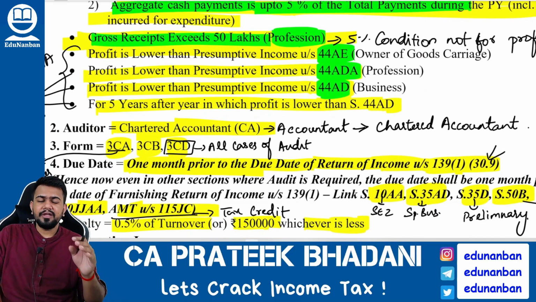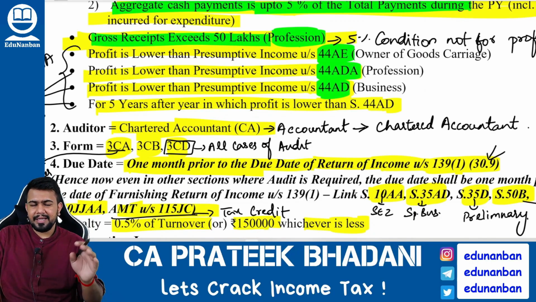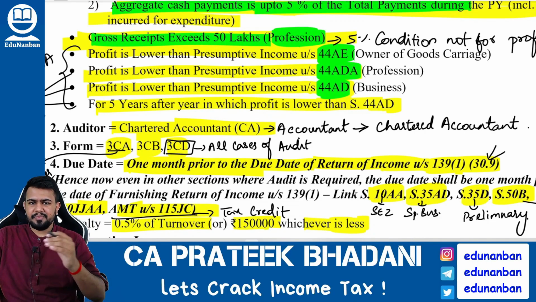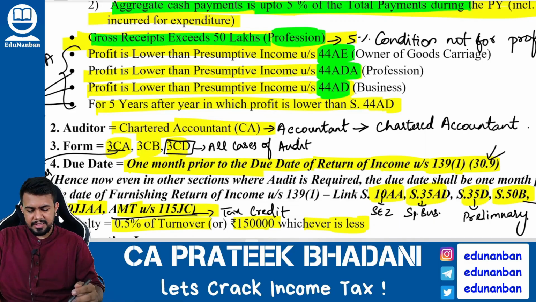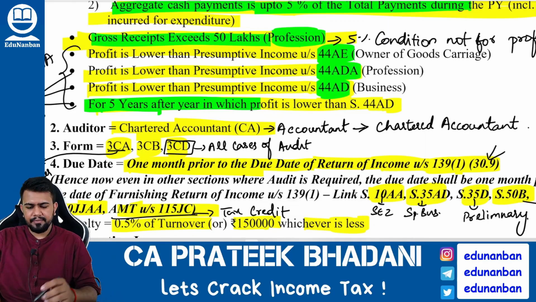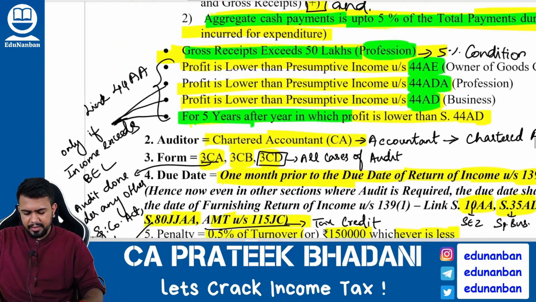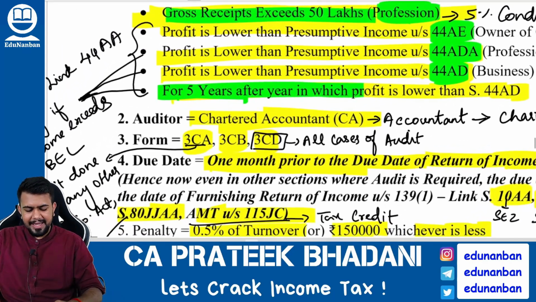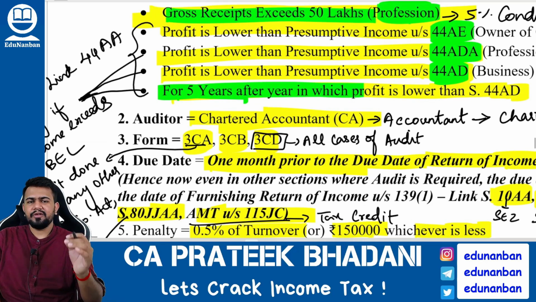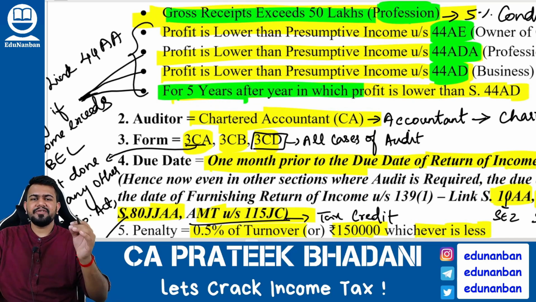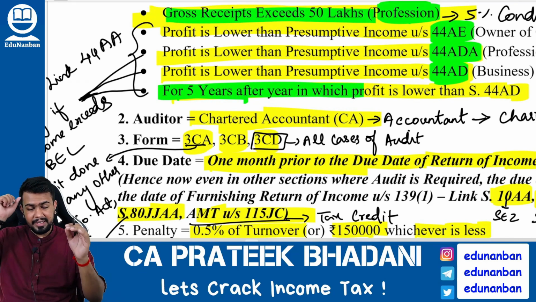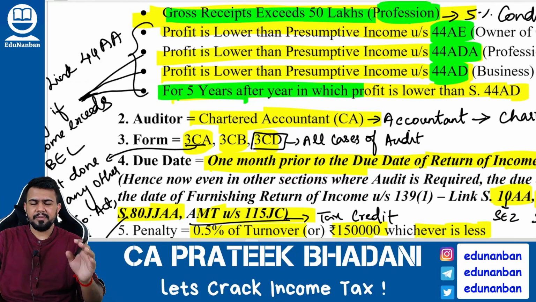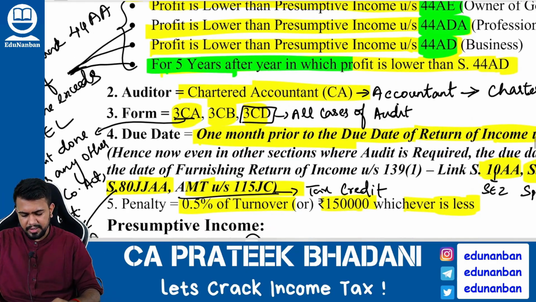Moreover, if 44AD was taken in the previous year, but later on 44AD has not been taken, then in such case for the next 5 years also compulsorily do tax audit. Okay. However, one relief has been given in case of 44AD and 44ADA. If the income itself is lower than the basic exemption limit, then no need to do tax audit. Fine.